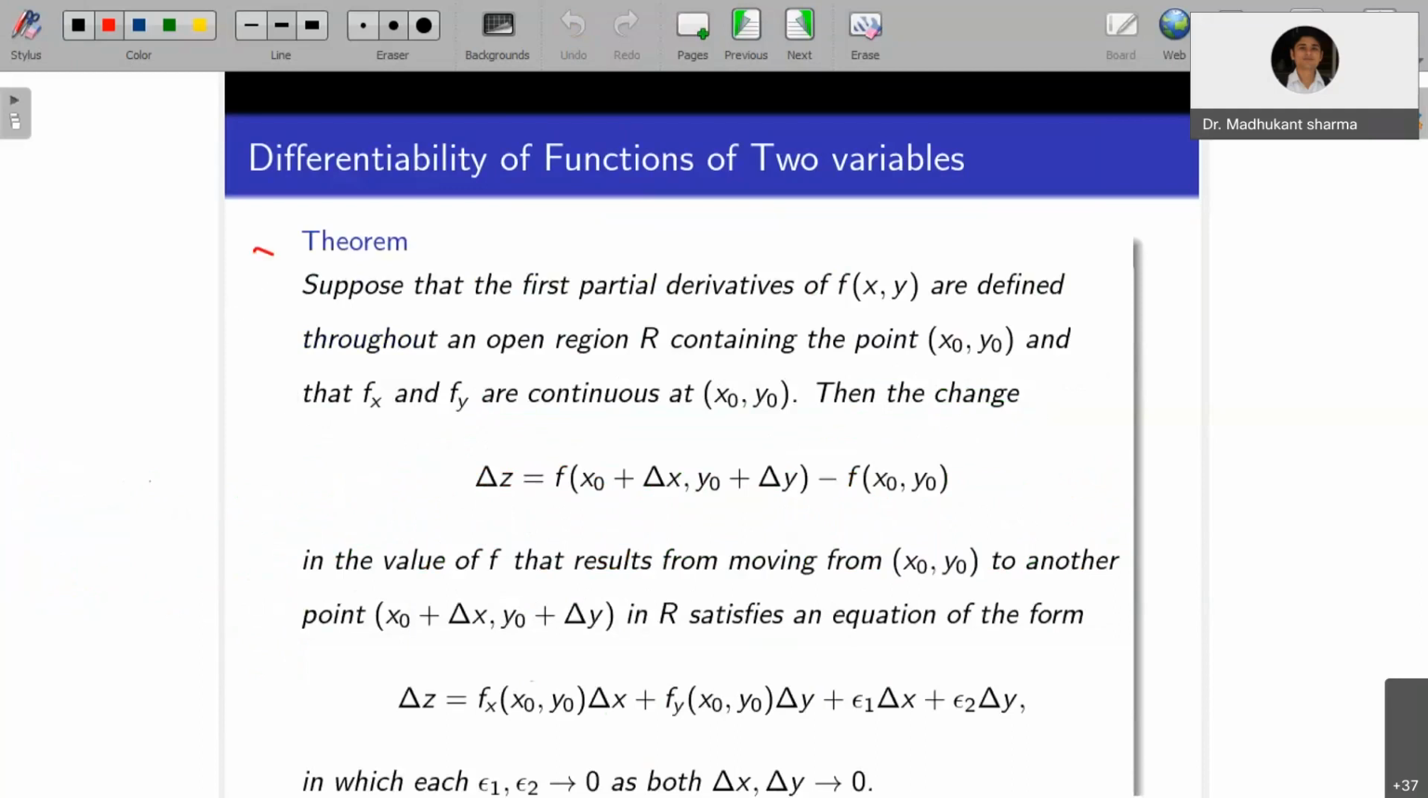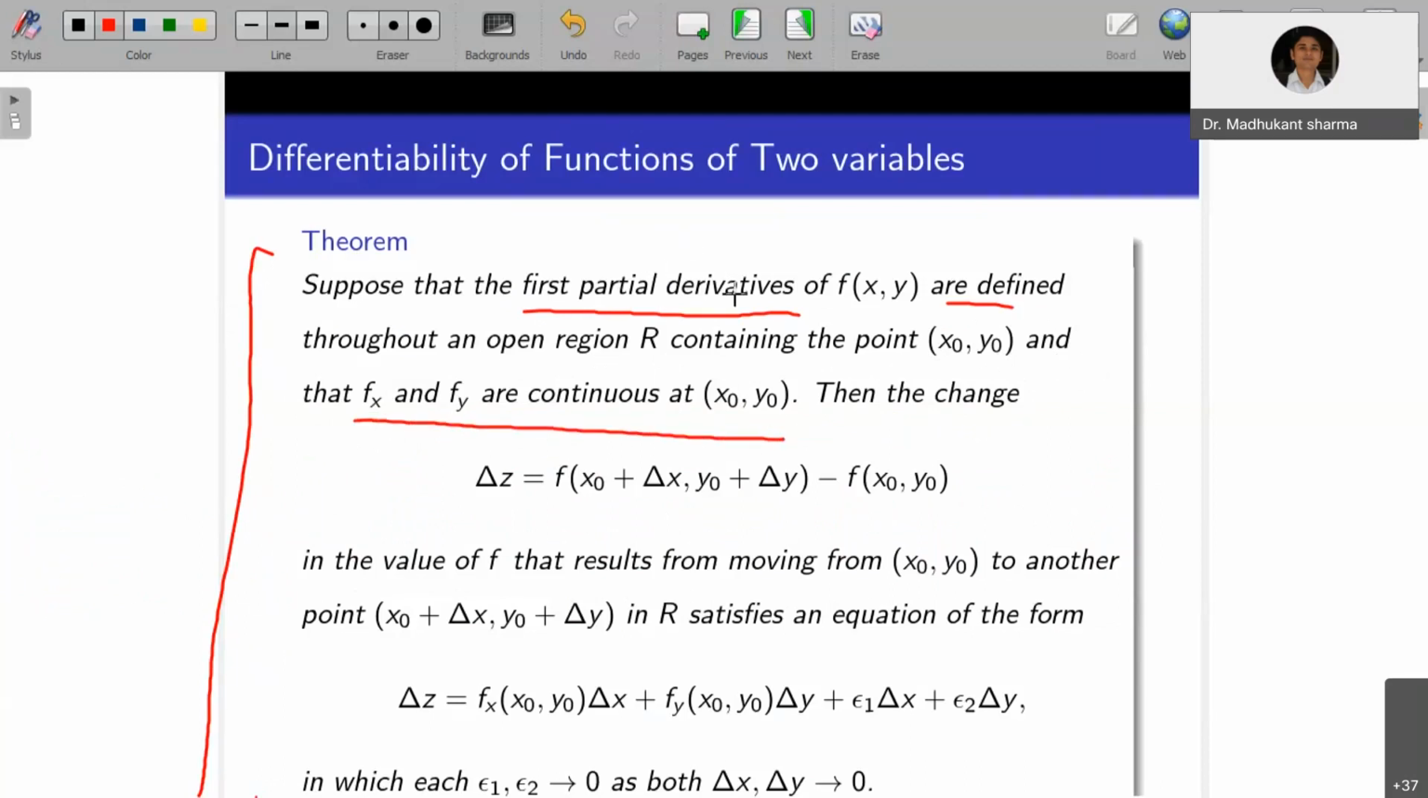This is a very big term, but what we are interested in is the gist of the result, or you can say the corollary. It says that, let's say, the first partial derivatives are defined throughout an open region R containing the point (x0, y0), and that fx and fy are continuous.